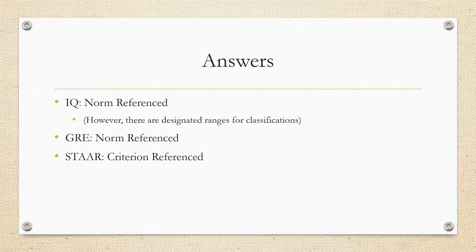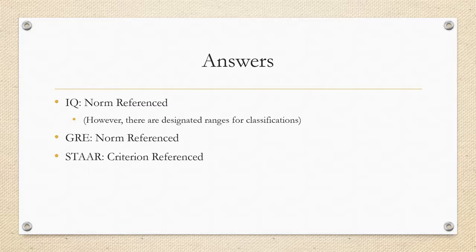For the GRE, it's also norm referenced. Here you're taking all of these potential graduate students and comparing them to other potential graduate students. So the scores aren't particularly useful unless you understand their relationship to what other people were able to accomplish with the test. And then finally, we have the STAR.